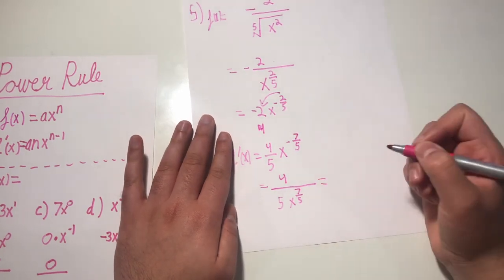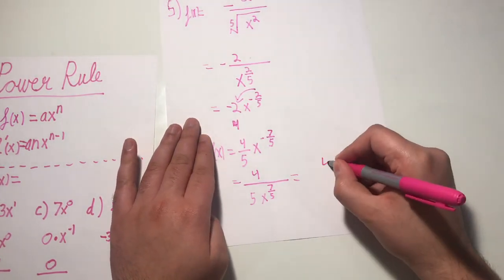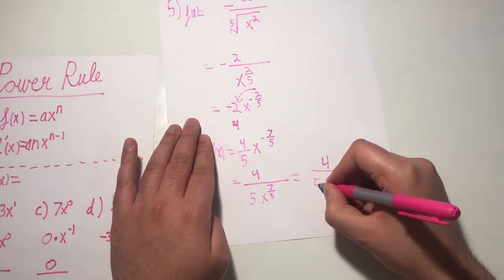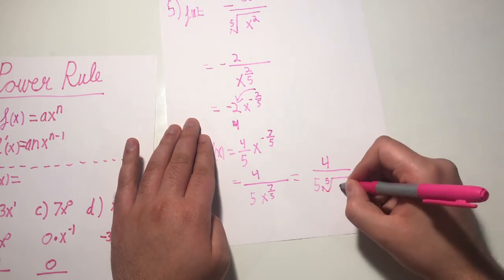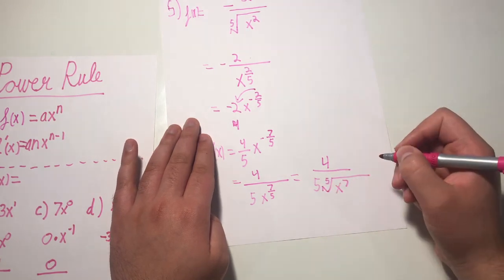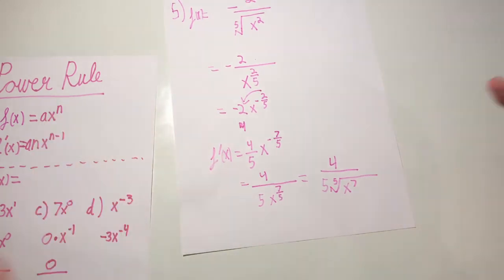Next, I change it back to a radical. And my final answer becomes 4 over 5 times the 5th root of x to the 7th. Okay, so that's kind of the most complicated thing you're going to have to convert. However, I think using the power rule, there's very little change in difficulty in terms of what kind of question you have, whether you're dealing with radicals, negative exponents, fractional exponents, whatever it is, because the method is very quick, very straightforward, just a couple of steps.